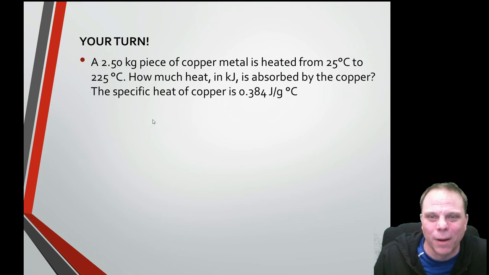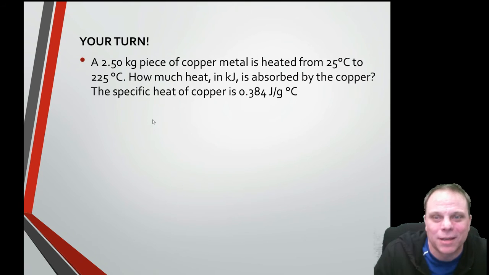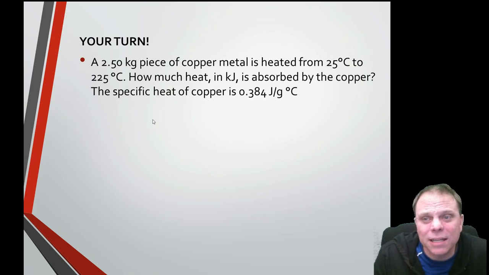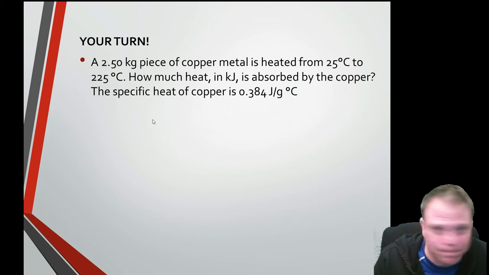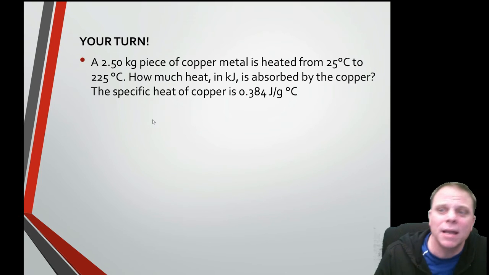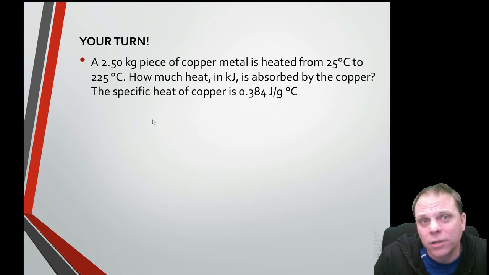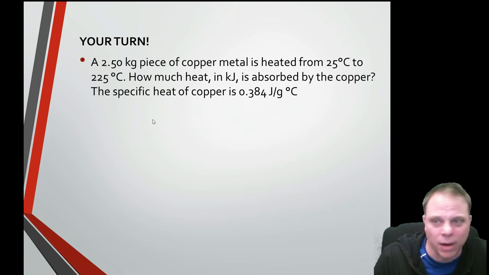So let's see how you would do. Here's your problem. A 2.50 kilogram piece of copper metal is heated from 25 degrees Celsius to 225 degrees Celsius. How much heat in kilojoules is absorbed by the copper? Now, are you using water's specific heat here? Don't forget that this is copper, not water, so you don't want to use that 4.18 value. You want to use the specific heat of copper, which is 0.384 joules per gram degree Celsius.